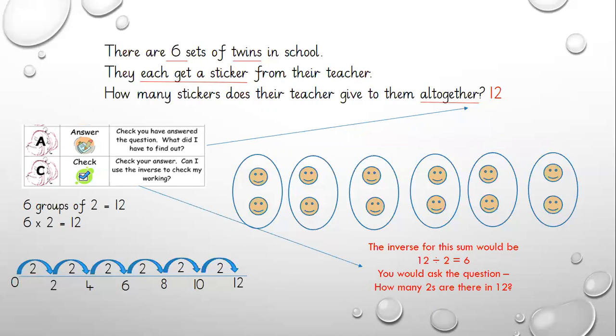Can I use the inverse to check my work? Yes. And again, remembering that the inverse of multiplication is division, and that the largest number comes at the beginning of my number sentence. So I got 12 divided by 2, because there's 2 in each set, equals 6. Or you could ask the question, how many 2's are there in 12? And I check that my answer is absolutely correct.